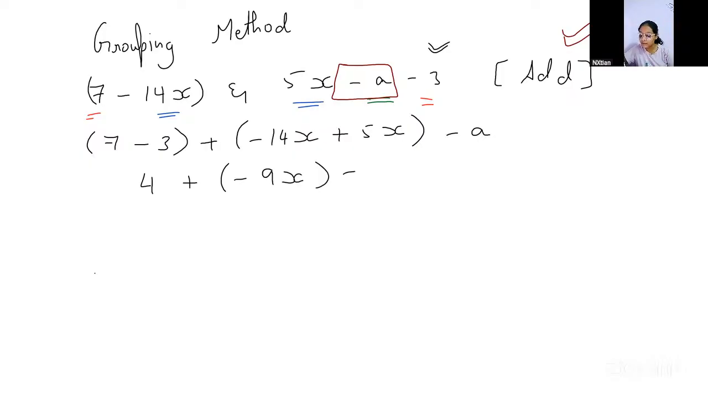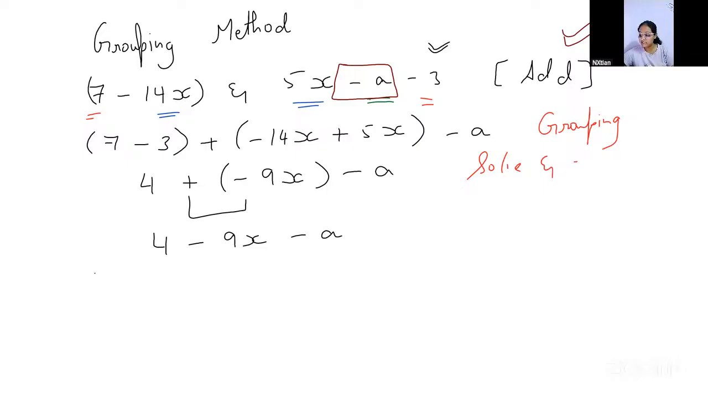Minus a. Now you will evaluate these signs. In this step, you're going to evaluate these signs for minus 9x minus a. Now, the first thing is grouping of like terms. Grouping of like terms, and we solve the like terms. Grouping and solving them. Here we solve, and change signs or evaluate signs. And then we'll get the answer.